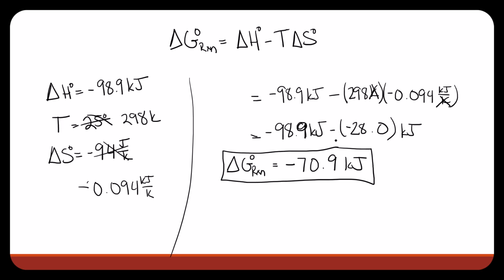Lastly, the question asked, is this spontaneous or non-spontaneous? So at this point, we need to determine if that Gibbs free energy being negative is spontaneous or non-spontaneous. And a negative Gibbs free energy means that it is spontaneous. So to completely answer the question, we would say the standard Gibbs free energy of this reaction is negative 70.9 kilojoules, and that is a spontaneous reaction.